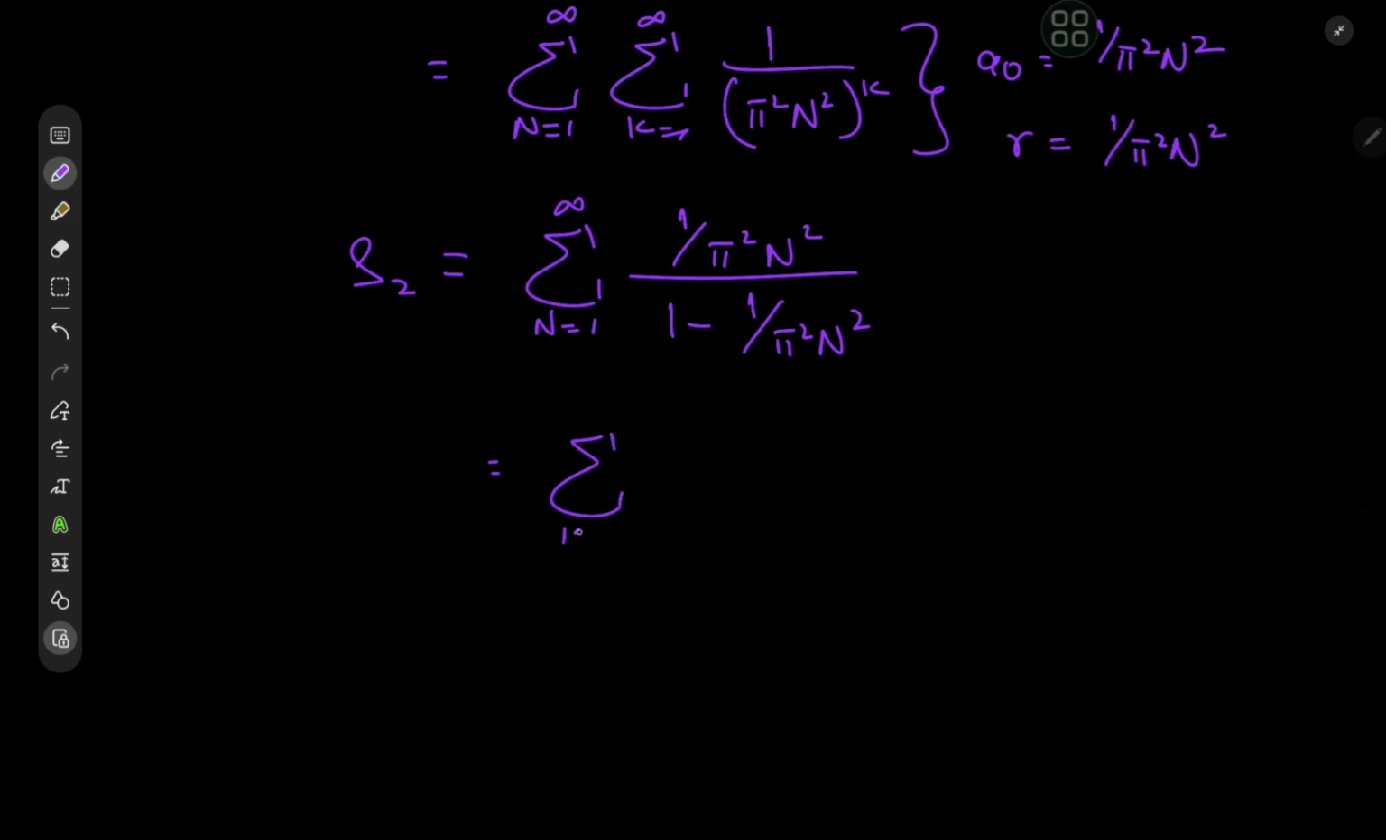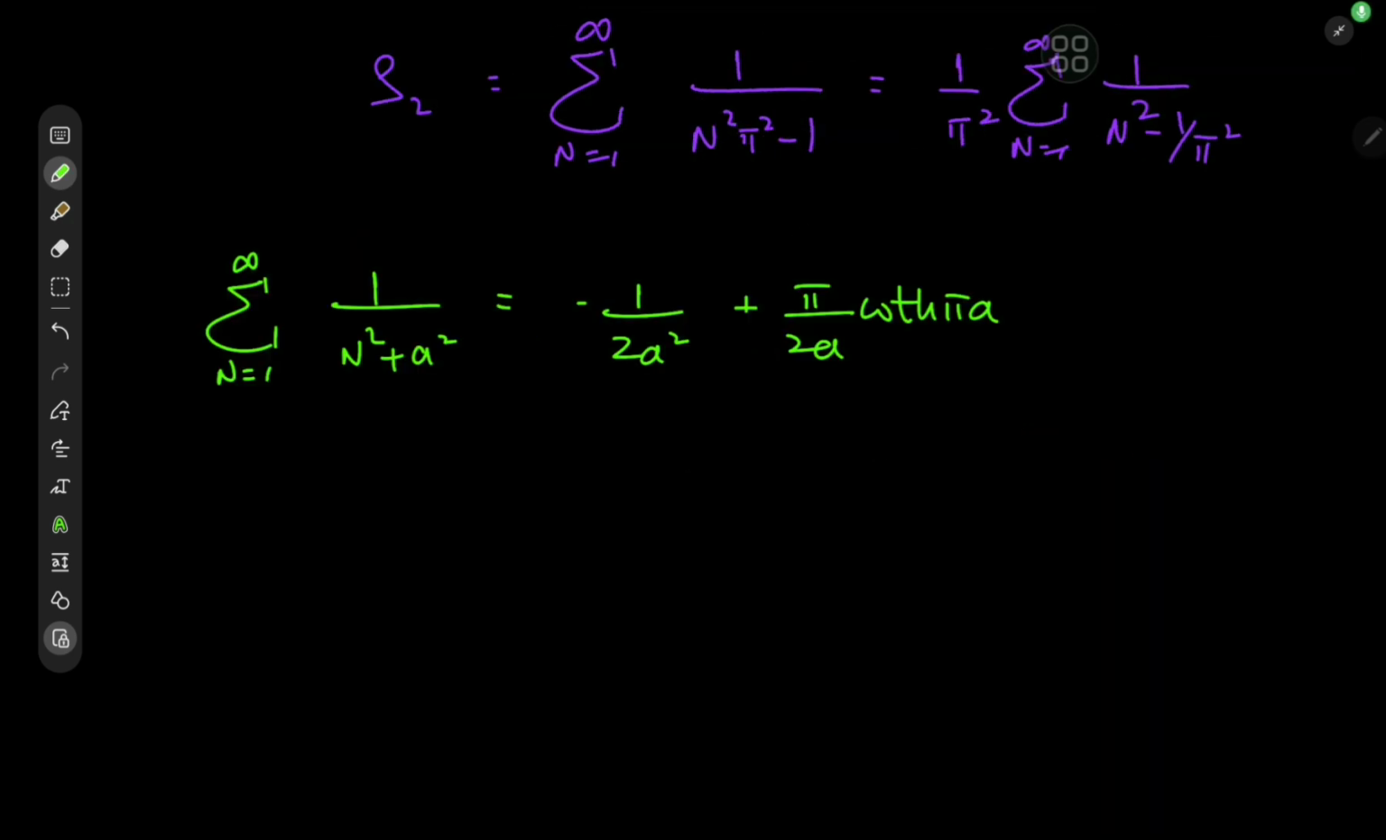We have the sum over n from 1 to infinity of 1 by n squared pi squared minus 1. Again, we can factor out the pi squared term from the denominator and get it outside as 1 by pi squared. And now we have the sum over n of 1 by n squared minus 1 by pi squared. And to evaluate this thing, we can make use of exactly the same infinite series, but this time we replace a by i times a, where i is of course the imaginary unit.